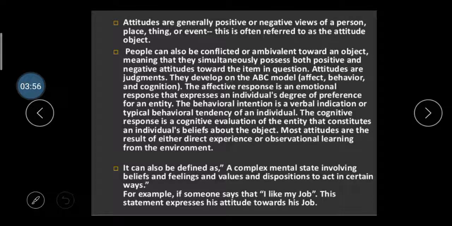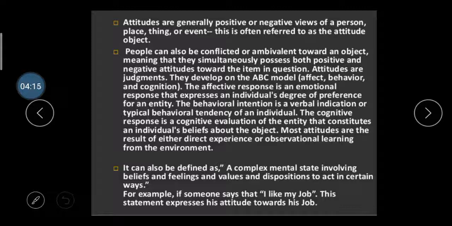Attitudes are generally a positive or negative view of a person, place, thing or event. So this is often referred to as an attitude object. An attitude can be positive and can also be negative. It can be regarding any place, any location and any thing.